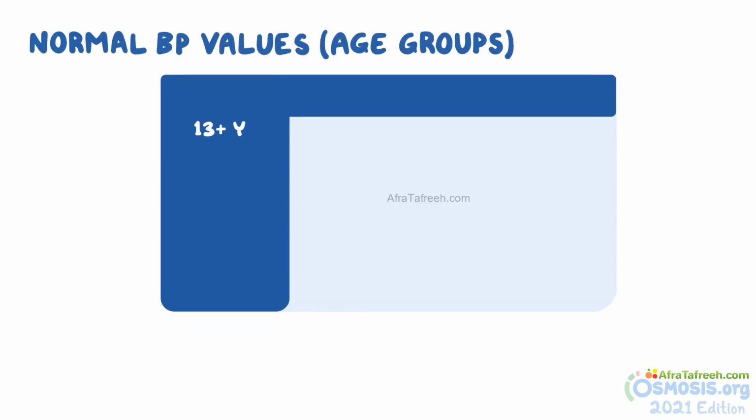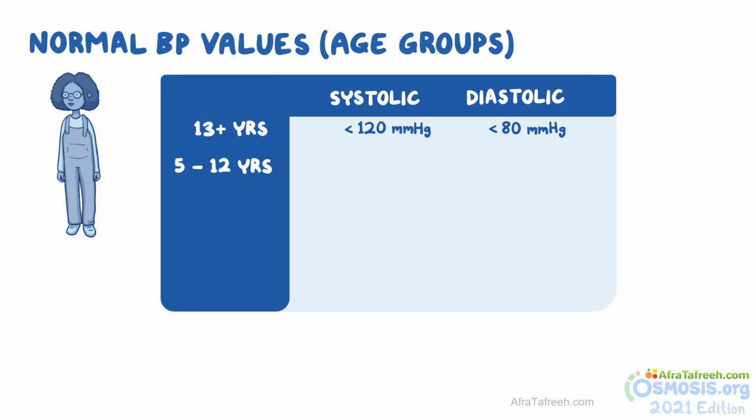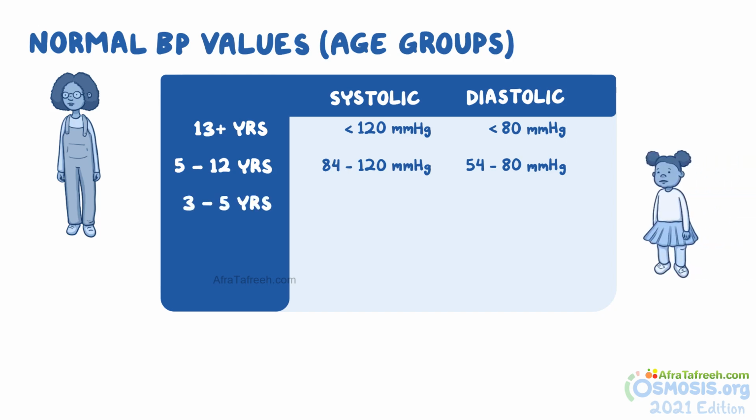So, for those 13 years and older, they normally have a systolic blood pressure of less than 120 millimeters of mercury, or mmHg, and a diastolic blood pressure of less than 80 millimeters of mercury. For school-aged children between 5 and 12 years old, systolic blood pressure is 84 to 120 millimeters of mercury, and diastolic blood pressure is 54 to 80 millimeters of mercury. Preschoolers from 3 to 5 normally have a systolic blood pressure of 82 to 110 millimeters of mercury and a diastolic blood pressure of 50 to 78 millimeters of mercury.